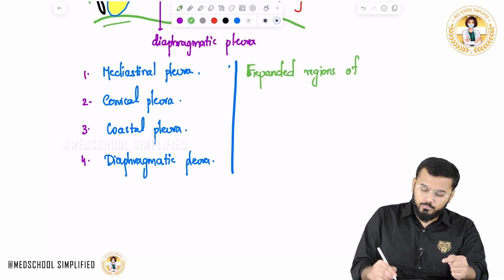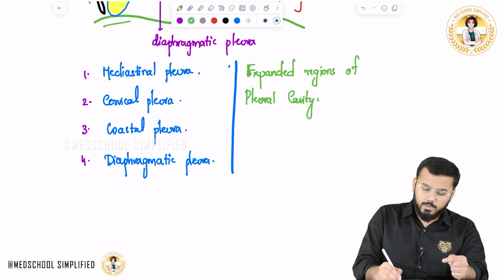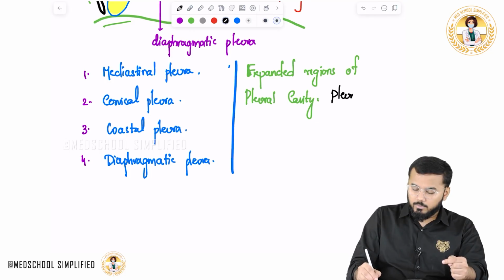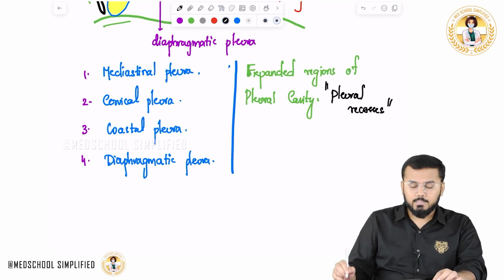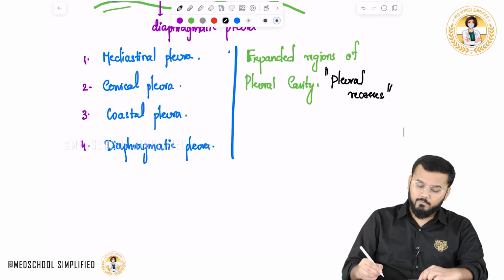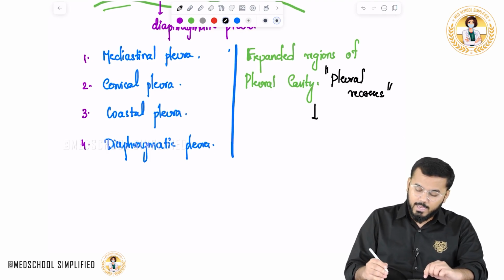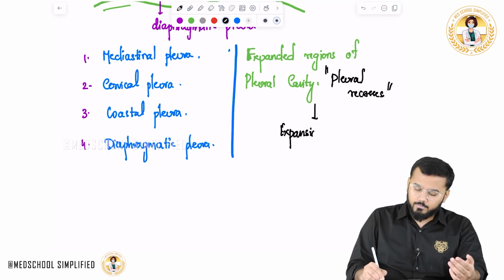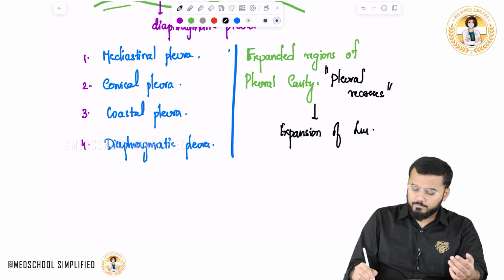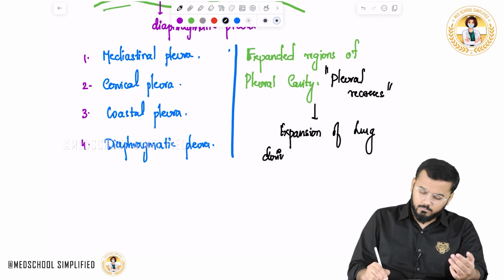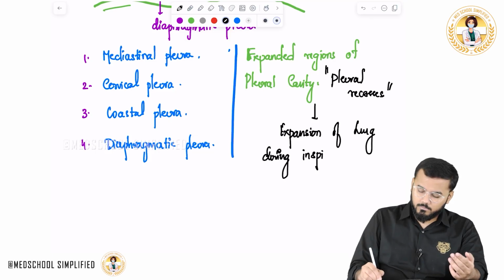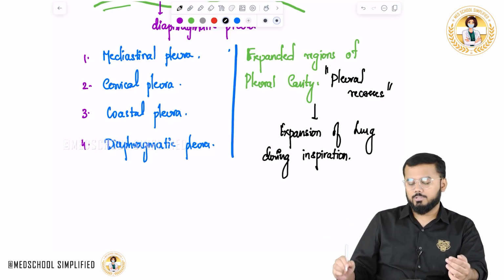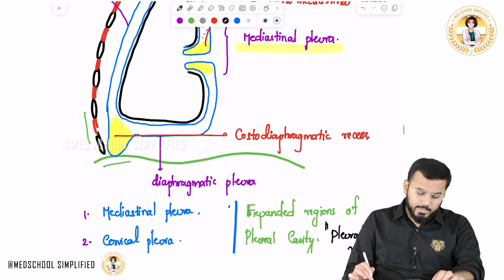Expanded regions of the pleural cavity, you call these pleural recesses. Pleural recesses in the sense that there is expansion of the pleural cavity. And why do you need this? You need this because they help in expansion of the lung during inspiration. This is the function of the recess. Okay, right.